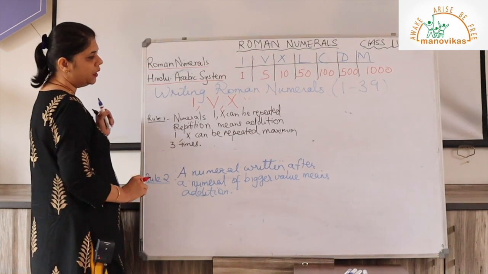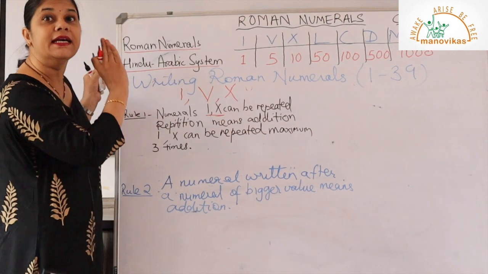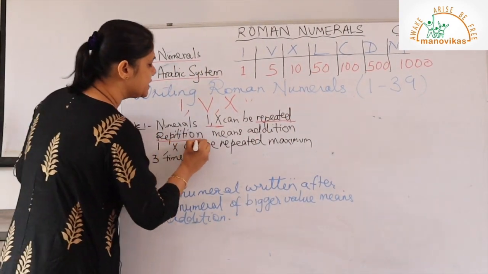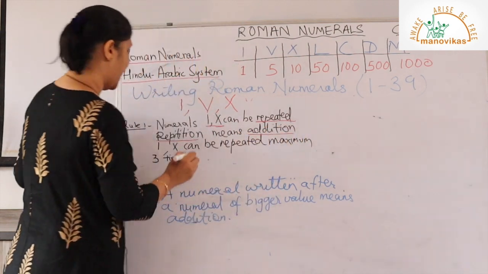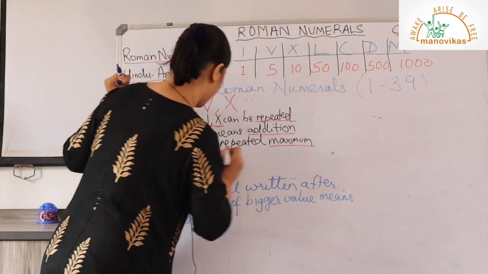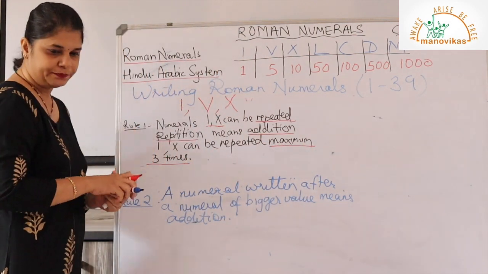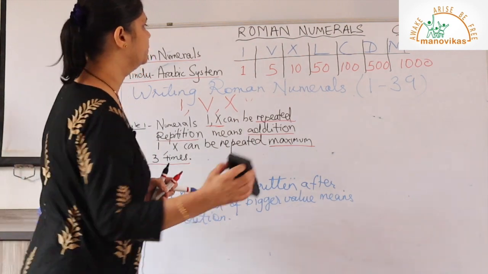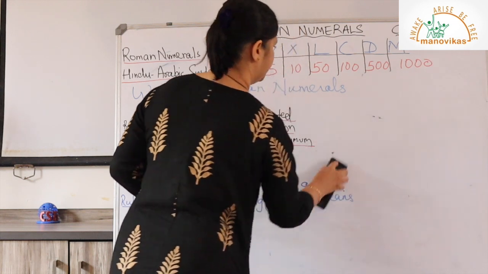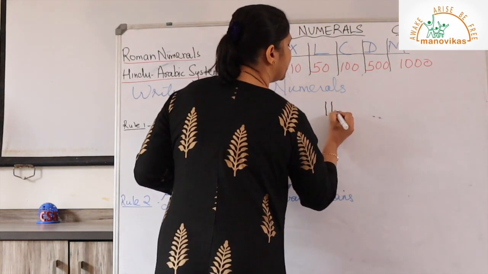Rule number 1. The numerals I and X can be repeated. Now, repetition means addition. And I and X can be repeated maximum only for 3 times. I will explain to you what this means. Now, let's see an example for the first rule. Suppose I have this example.